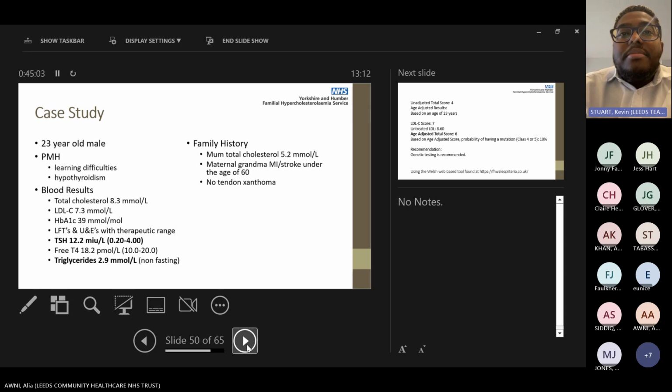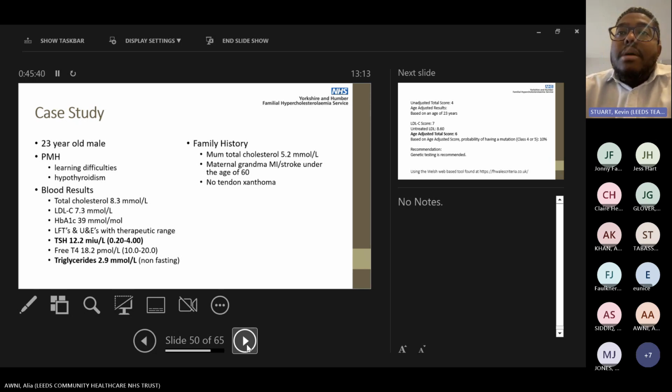And as you can see from the blood results, the total cholesterol was elevated at 8.3 millimoles, and the LDL cholesterol was well above 4.9 at 7.3 millimoles per liter. However, he also had a TSH that was elevated at 12.2, but his free T4 was normal. So this would be subclinical hypothyroidism. His triglycerides were also elevated at 2.9. And as we saw in the previous slide, you would take away potentially 1 point for that.